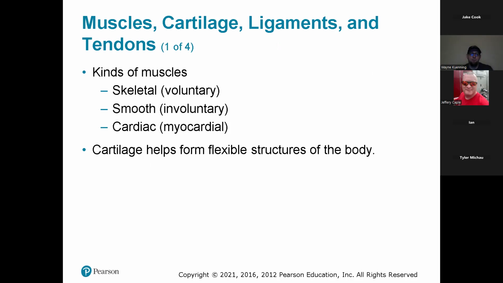Smooth muscle is your blood vessels, your lungs. Those are involuntary. The central nervous system takes care of those, and then the cardiac muscle does its own thing.